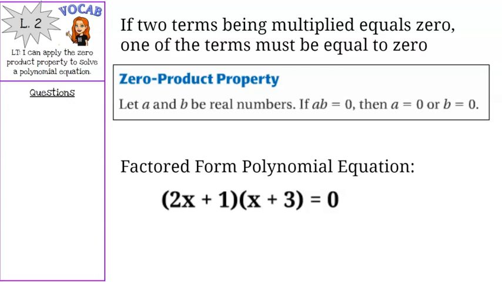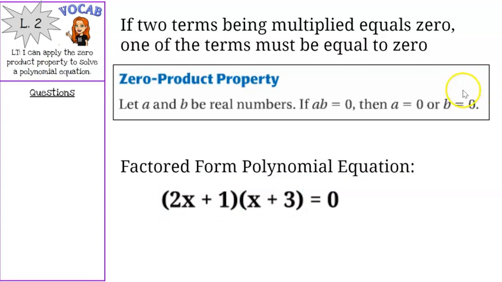So we actually saw this with Catherine in the beginning of the Hidden Figures movie. When she was solving, she was applying the zero product property. So we are going to be working with factored form polynomial equations, which looks like this. We have two things being multiplied, and they're going to equal 0. So let's put in that zero product property.